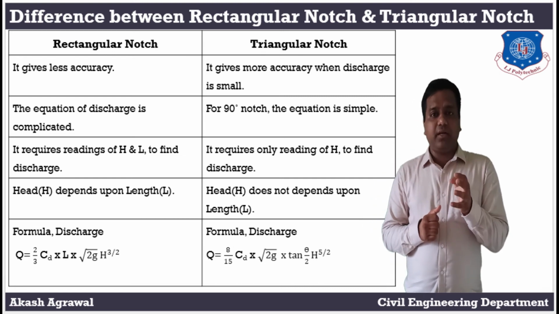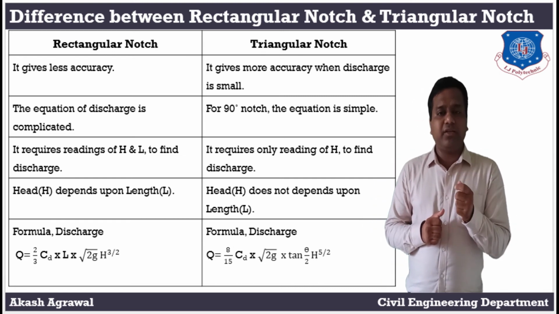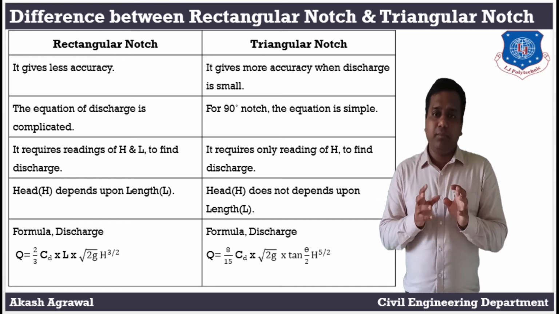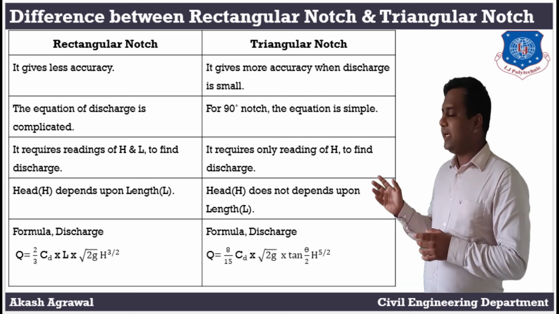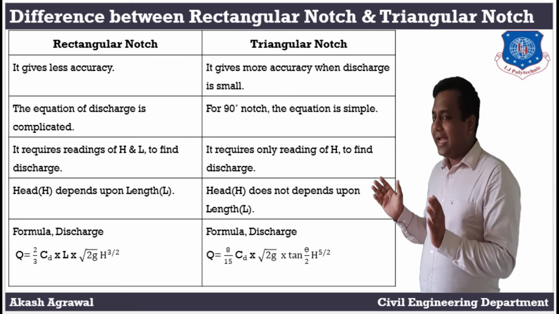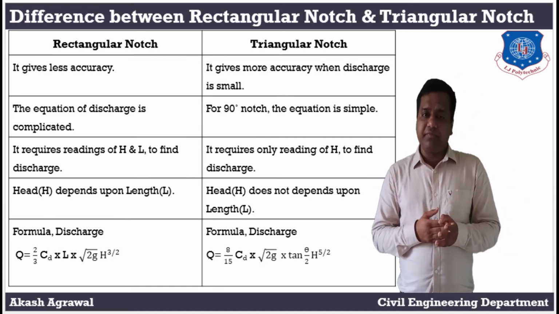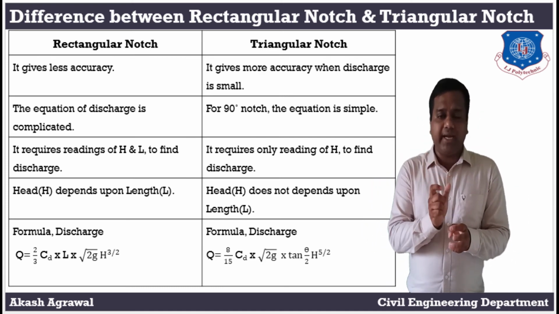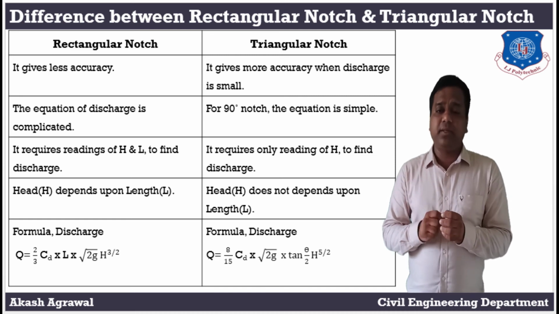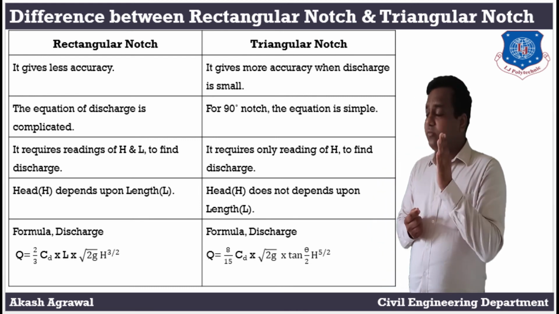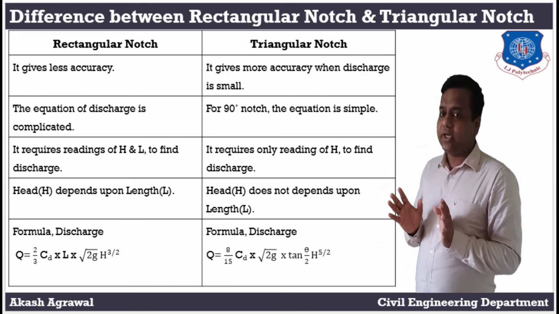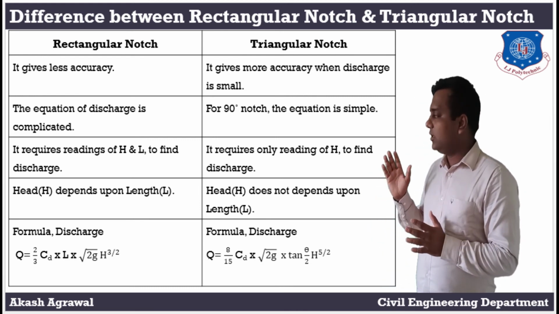Third difference: a rectangular notch requires readings of both H and L to find the discharge, but a triangular notch requires only one reading, that is capital H. Fourth difference: in a rectangular notch, the head depends upon the length, capital L, but in a triangular notch only the head is required. The head does not depend upon the length.